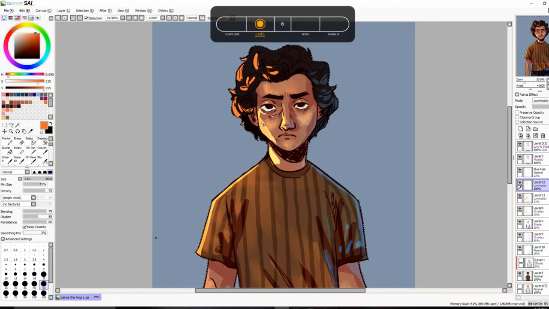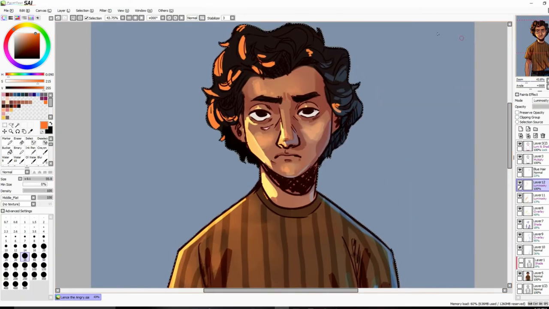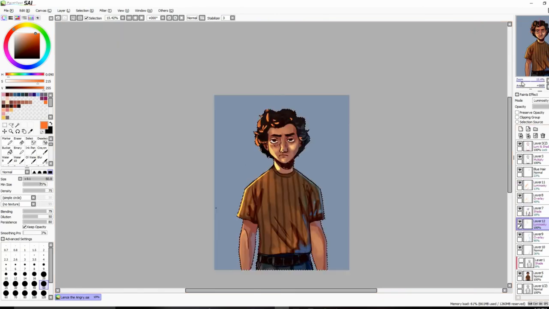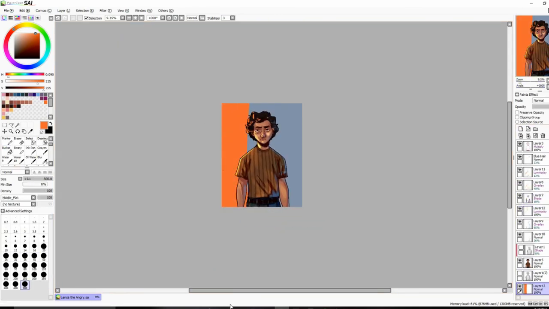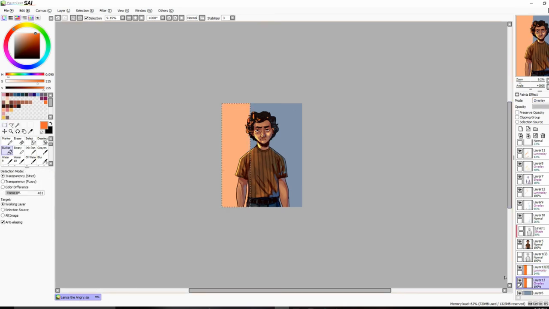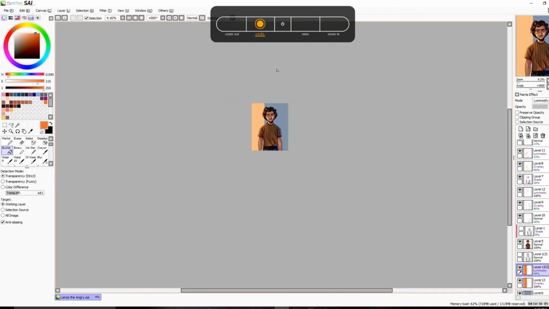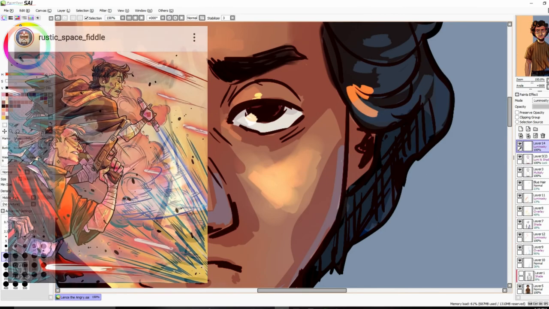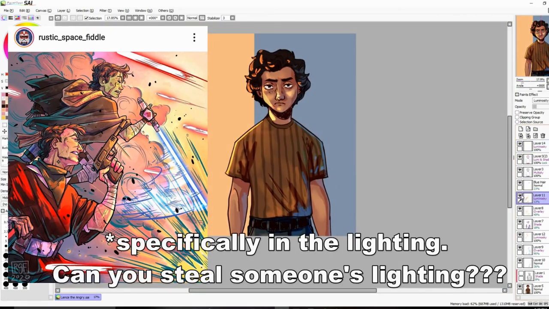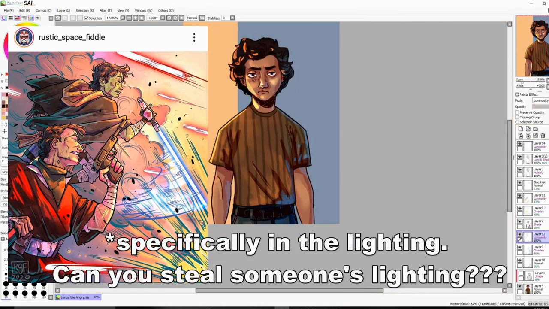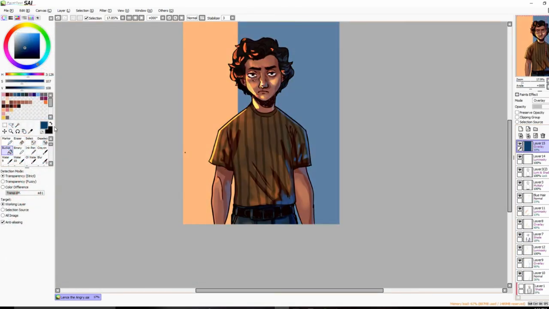Anyway, I really do want to hear other people's opinions on this, because I'm scared. I'm really scared. This particular drawing, like I mentioned, I drew it, and afterwards I felt like I saw some similarities between Rustic's Space Fiddle and the thing that I drew. I'm gonna put the picture back on the screen. Do you see any similarities? Am I just overthinking things? Am I paranoid? And, yeah, I'm confused at the moment.